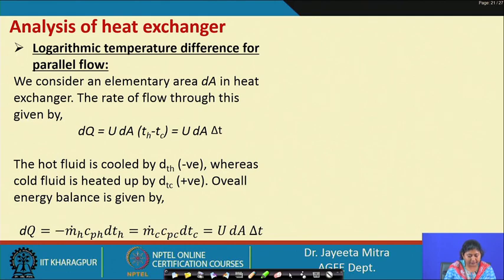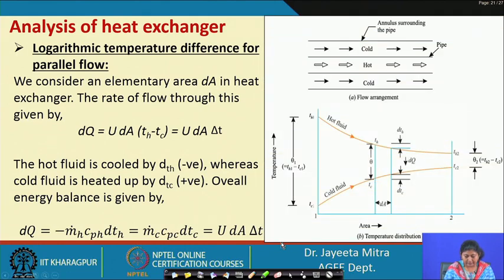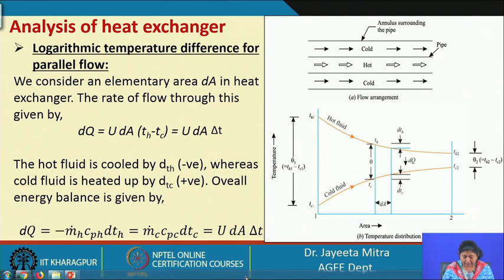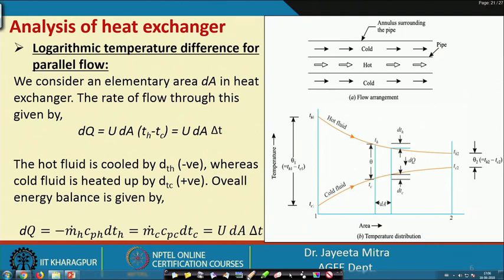So, with these assumptions we will see the logarithmic temperature difference for parallel flow. We know the configuration: the hot fluid and the cold fluid are moving in the same direction, and if you plot the temperature profile across the area, you get this kind of plot, where the difference between the two is delta T, or theta. That theta is gradually decreasing: theta 1 is Th1 minus Tc1 and theta 2 is Th2 minus Tc2.